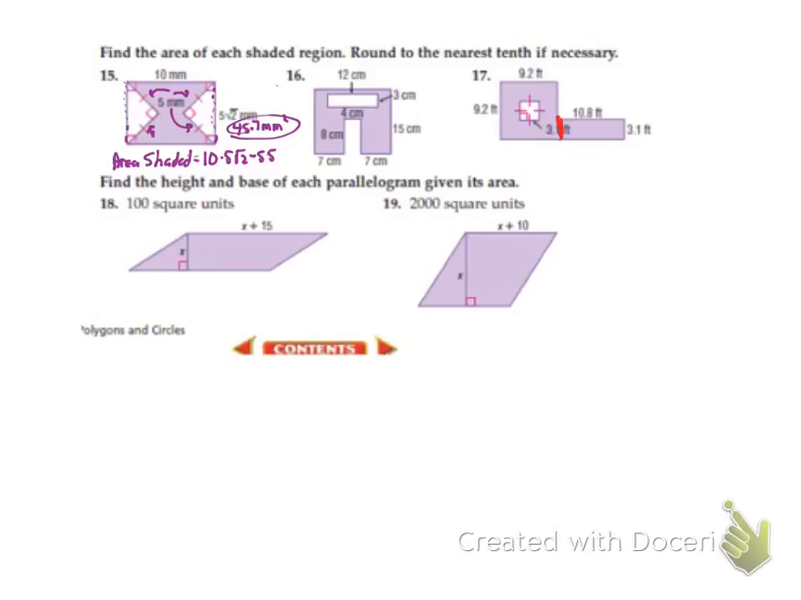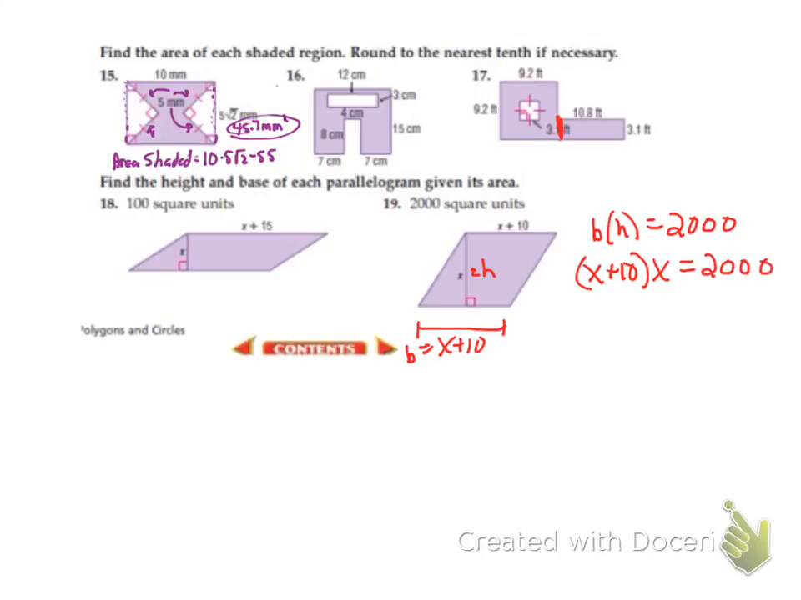So on number 19, they're starting you with the area. We know the area on this problem is 2,000 square units. Well, that means the base times the height has to equal 2,000. Your parallelogram has a base of x plus 10. That's your base. Your height is just the x. So we're going to take x plus 10 and multiply it by x, and that equals 2,000.